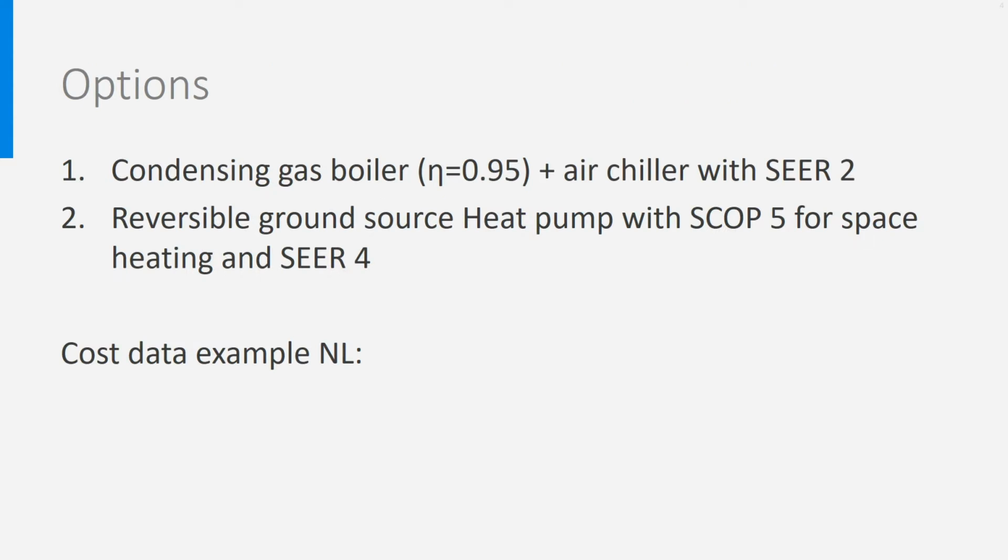We want to compare the two following options. First, the use of a condensing gas boiler for heating with an efficiency of 0.95 and an air-air heat pump with SEER 2 for cooling. Second, the use of a reversible ground source heat pump with SCOP 5 and SEER 4.